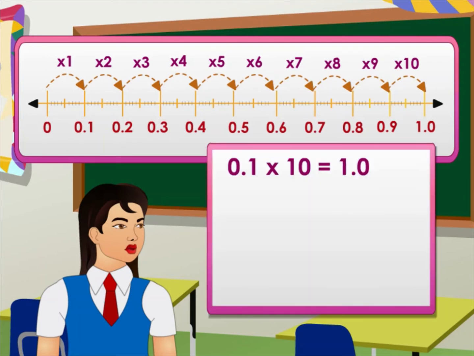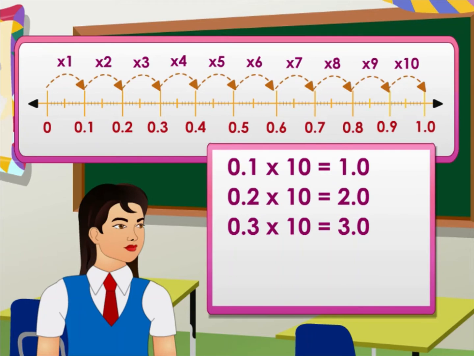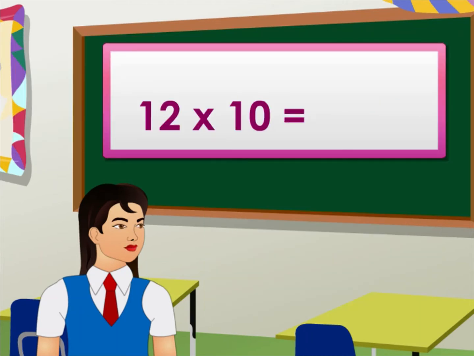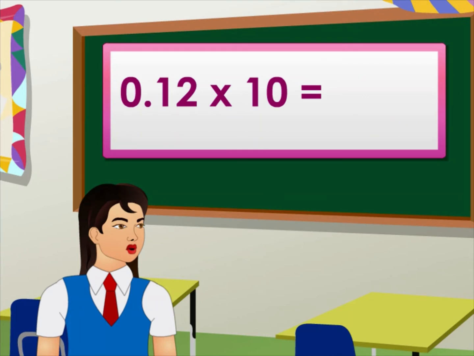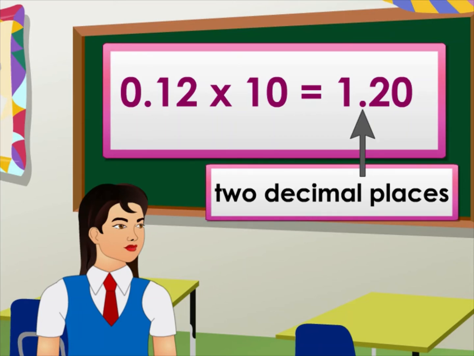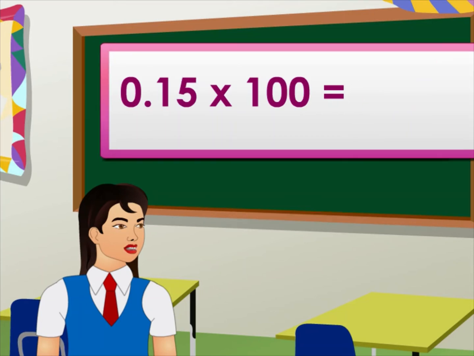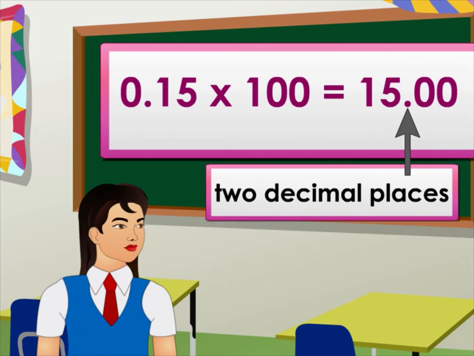0.1 times 10 equals 1.0, 0.2 times 10 equals 2.0, and 0.3 times 10 equals 3.0, till 0.9 times 10 equals 9.0. We learned in class 6 that to multiply any number by 10, just place another 0 to the right. If 0.12 times 10, the answer should be 1.2. It is 2 decimal places. Now look, 0.15 times 100, we're going to put 2 zeros, and with 2 decimal places, we'll give you the answer as 15.0.